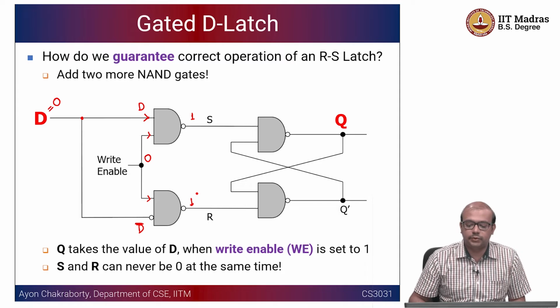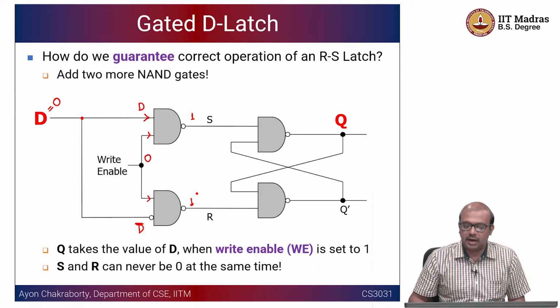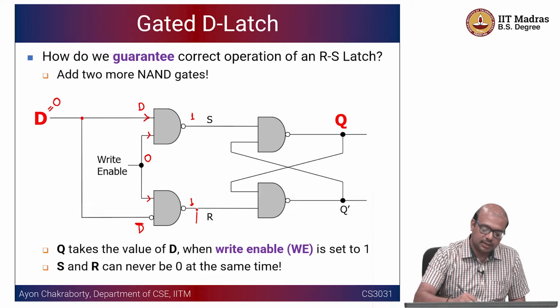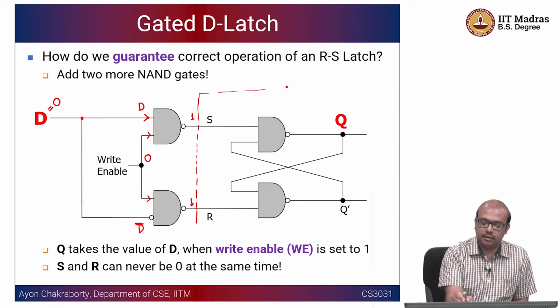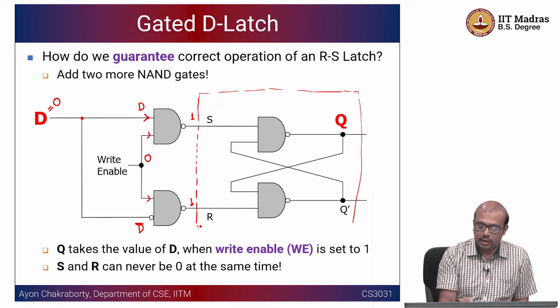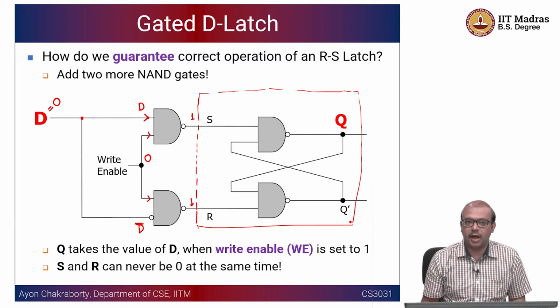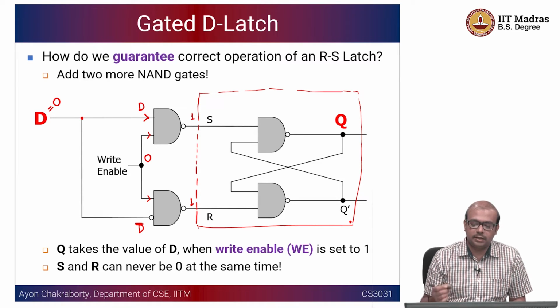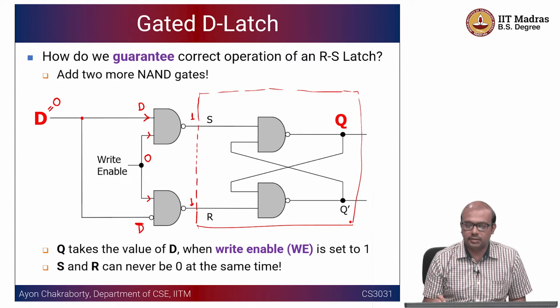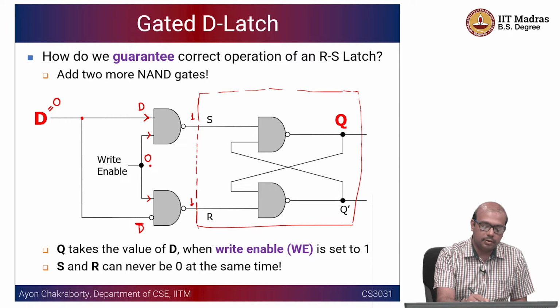So if you think of this as the module which is basically an SR latch, what is going to happen if you have both R and S equal to 1? This is going to act as a memory element. If both S and R are 1, the value of Q is going to be retained. The value of Q is not going to change, or be tampered with. Only if you want to change the value, you put write enable equal to 1.